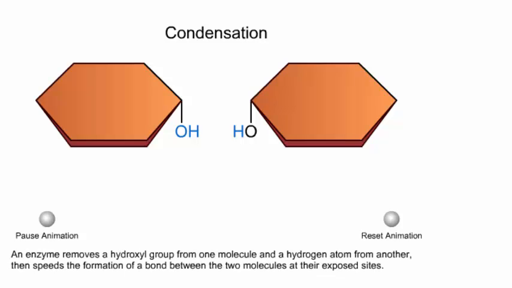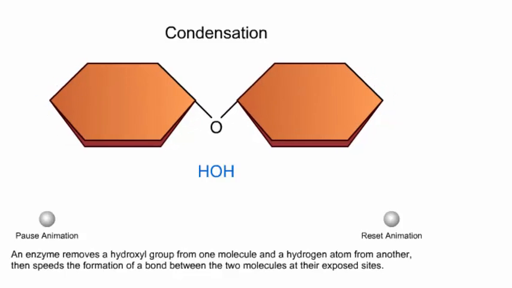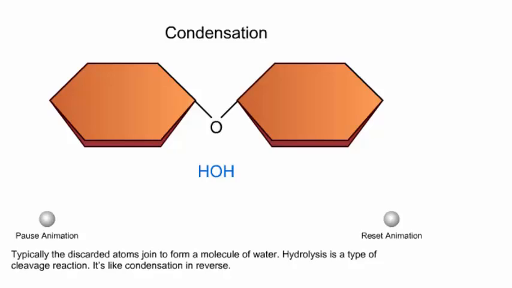An enzyme removes a hydroxyl group from one molecule and a hydrogen atom from another, then speeds the formation of a bond between the two molecules at their exposed sites. Typically, the discarded atoms join to form a molecule of water.